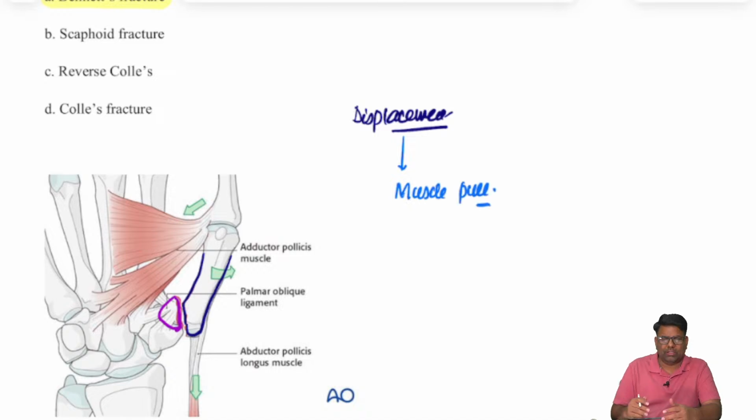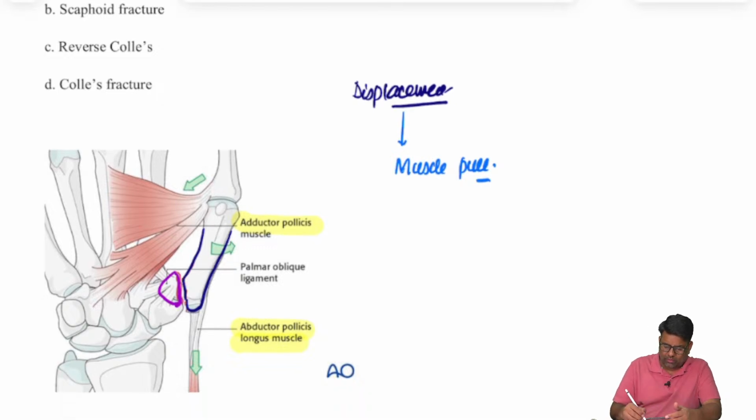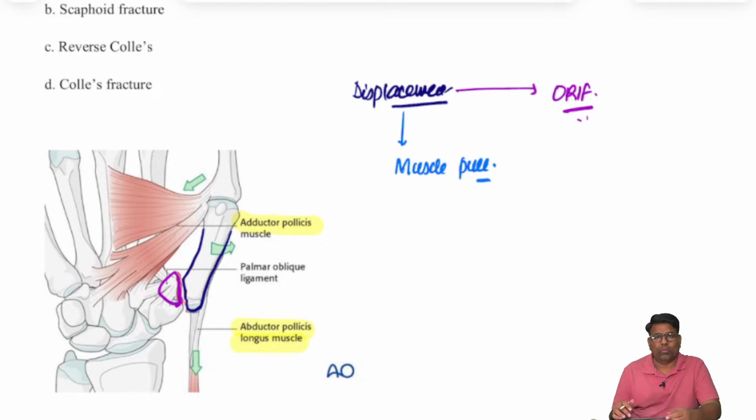Different muscles pull the fragment towards their side of action, which causes displacement of the fragments. Here the muscle which is abducting the fragment is the abductor pollicis longus, and on the upper side the adductor pollicis also pulls the fragment, displacing the fracture. That's why this creates a necessity for open reduction and internal fixation.